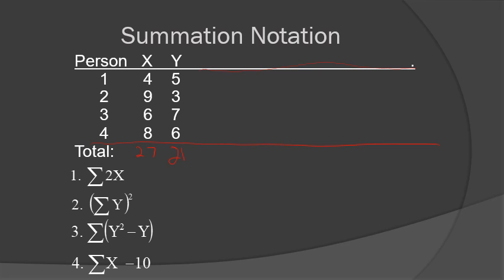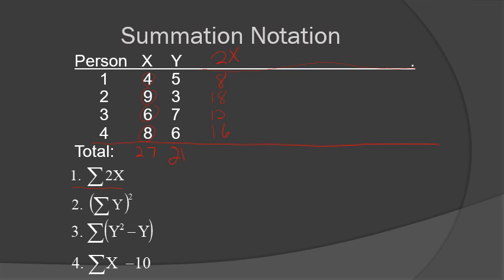So that's the basic there, but now let's actually look at this number 1. There is multiplication occurring. It's 2 times x. Because there's multiplication occurring, we do the multiplication before the summation, order of operations again. So let's make a column 2 times x. We're going to take each x value and multiply it by 2. So first, 4 times 2 is 8, 9 times 2 is 18, 6 times 2 is 12, 8 times 2 is 16. Now we are going to sum them together, add them all up.